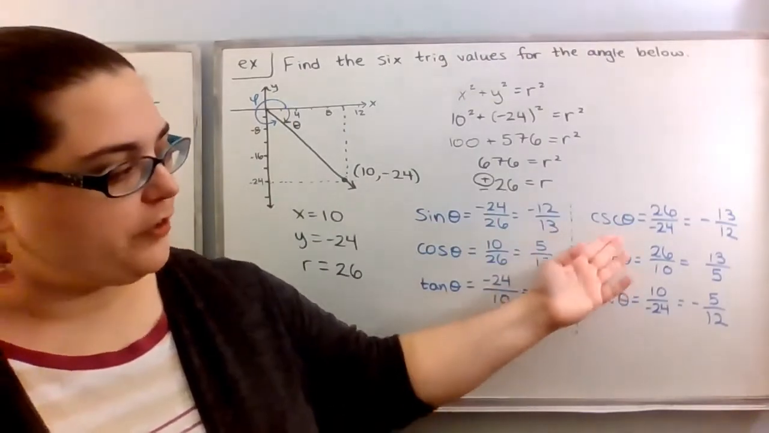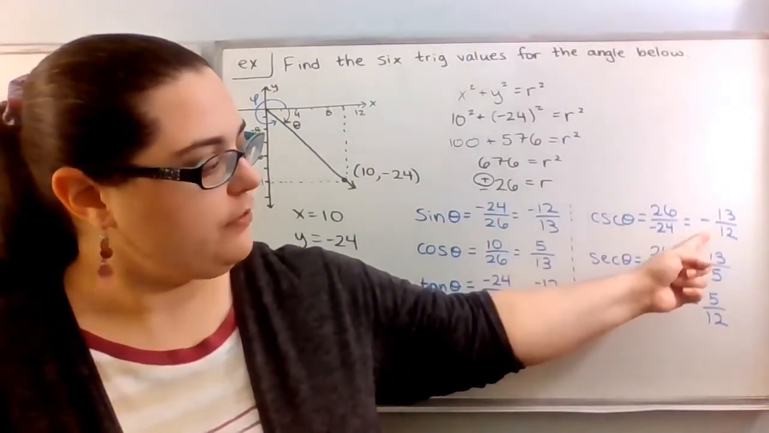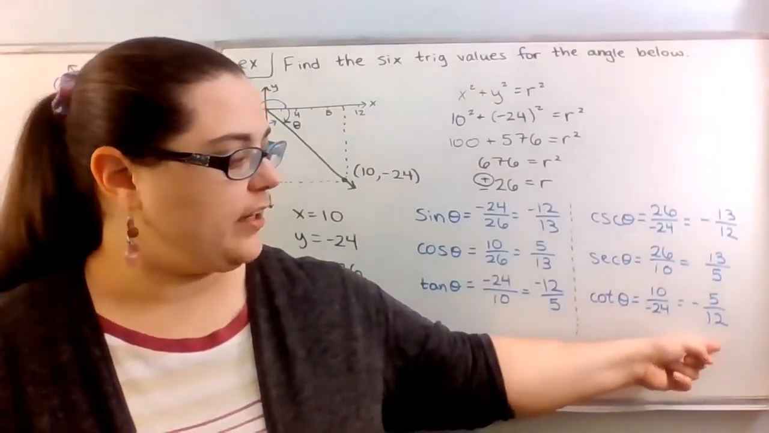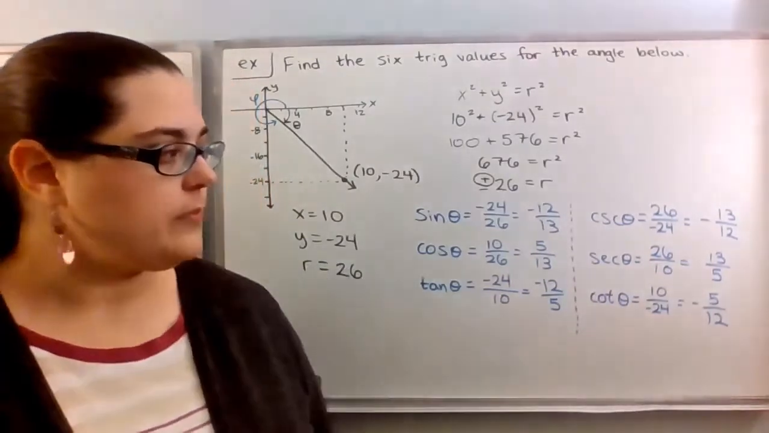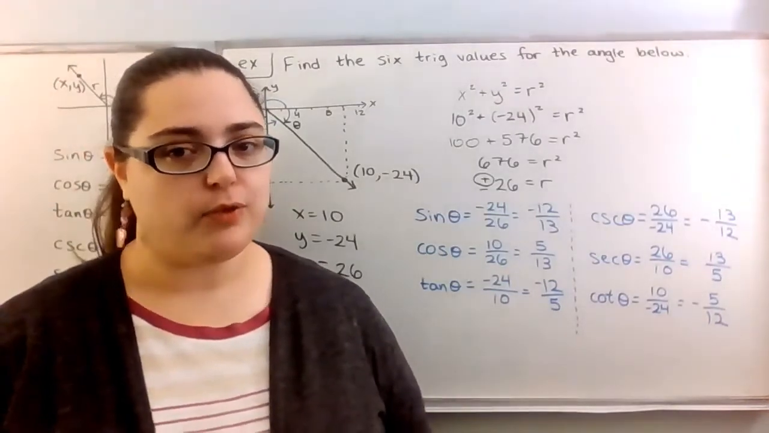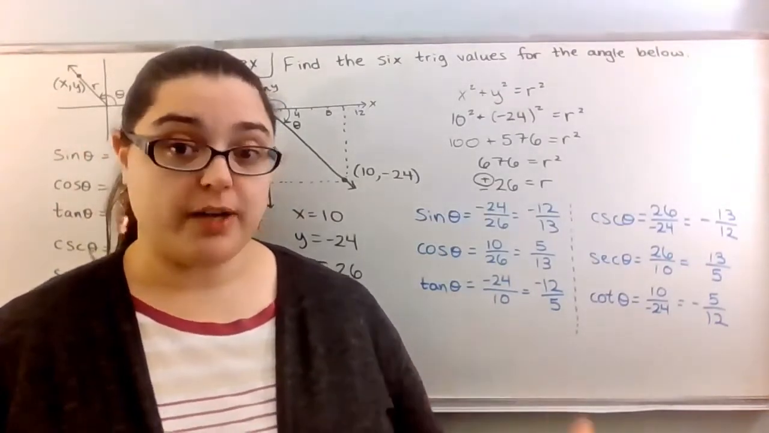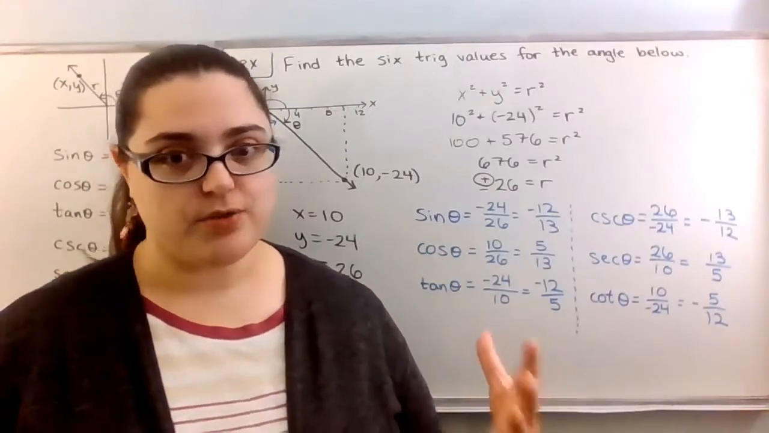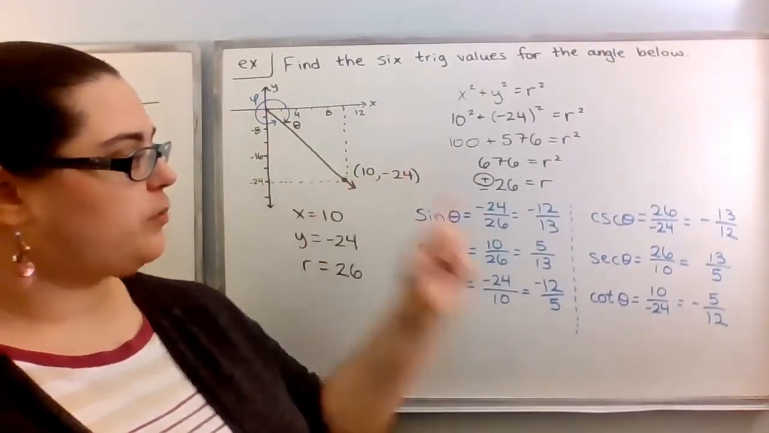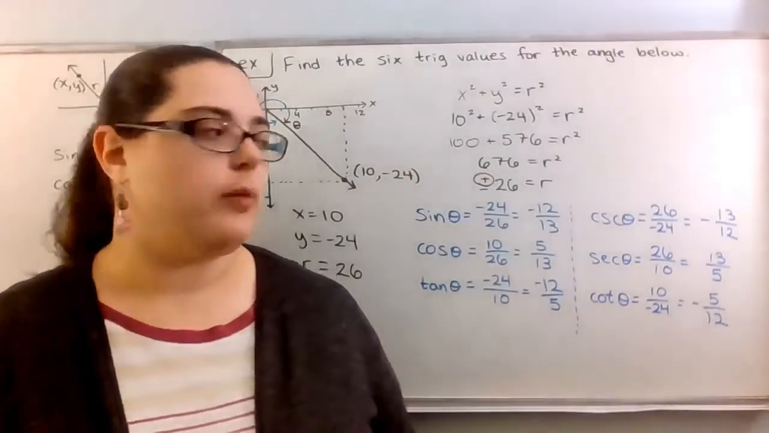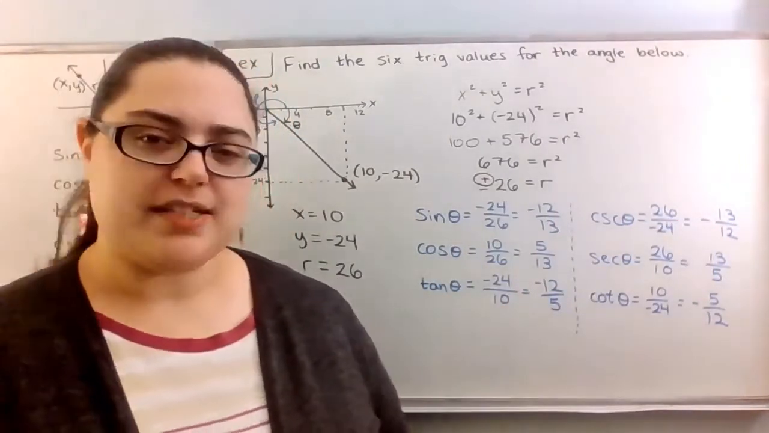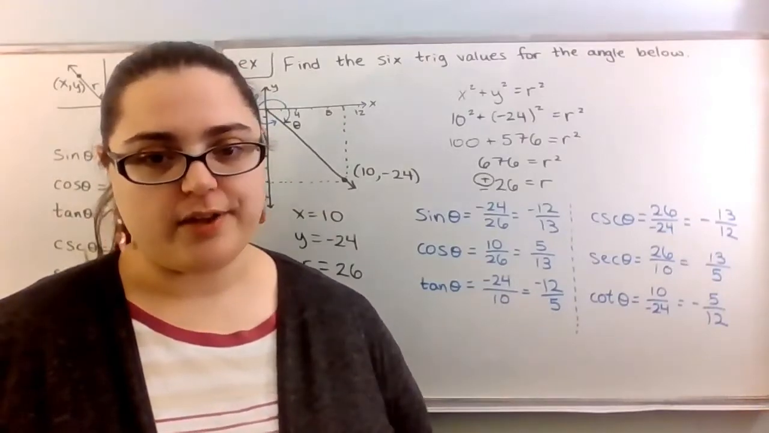And then similarly for cosecant, I got a negative 13/12. For secant, I got 13/5. And for cotangent, I got a negative 5/12. So in each of these instances, notice that I kept my answers in fraction form. You want to keep your trig values as ratios because they are ratios of the sides of a triangle, or in this case, this diagonal here in the xy coordinates of the point. So you do want to keep them as improper fractions. You don't really want to work with mixed numbers too much, and decimals only if we're asked for a decimal value.